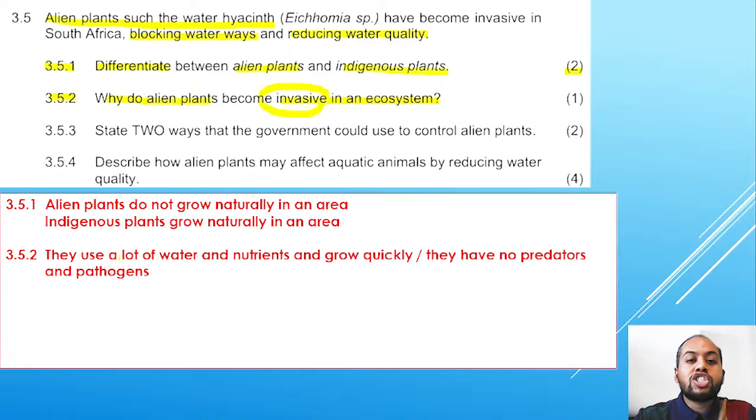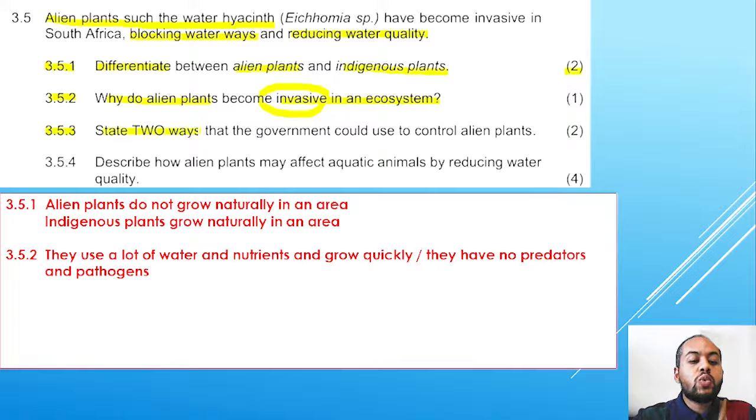Main reason, they consume lots of water. When the sprinklers are on, they're going to consume all the water and nutrients. And they're going to grow very quickly and rapidly. And when they grow very quickly, they're going to demand more water. And the water is going to be consumed by these alien plants.